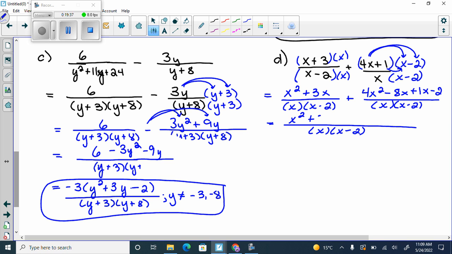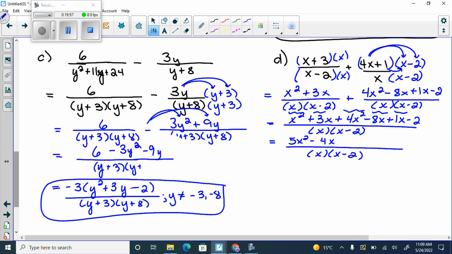Plus 4x squared minus 8x plus 1x, all over x minus 2. And we collect like terms. X squared plus 4x squared is 5x squared. 3x plus 1x is 4x, minus 8x is negative 4x, and then minus 2. So anything that multiplies to give me negative 10 and adds to give me negative 4.